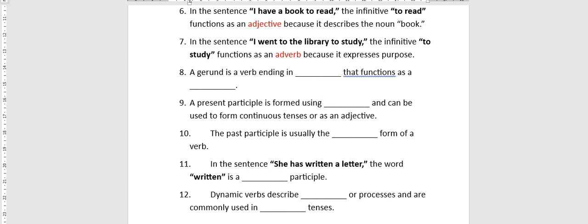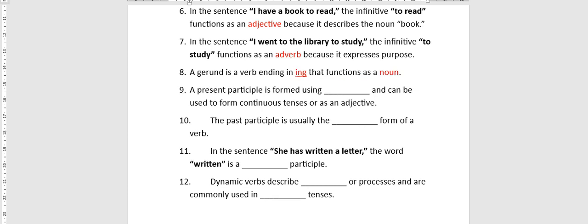Okay, a gerund is a verb ending in ing that always functions as a noun. Okay, number 9. A present participle is formed using verb plus ing and can be used to form continuous tenses or as an adjective. The present participle is verb plus ing, while the past participle is the third form of the verb.